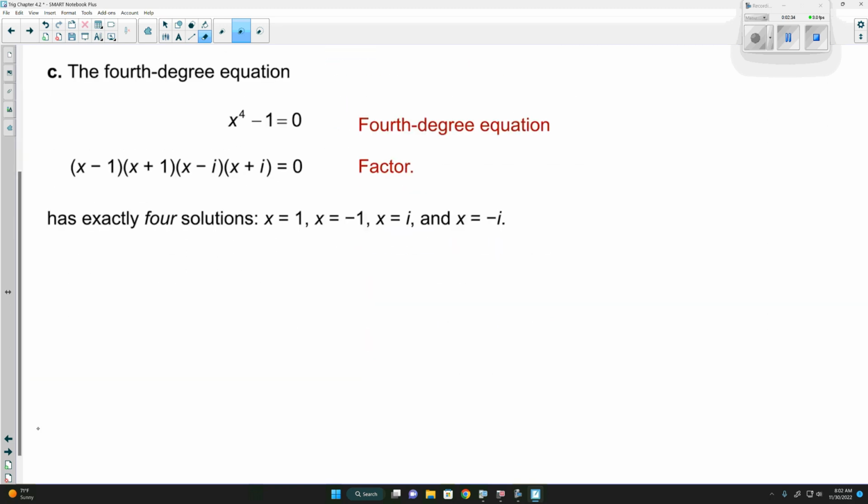And the last one here is a degree 4. And it has to have 4 solutions because it is a 4th degree. And it works out that the solutions are 1, negative 1, i, and negative i. So the degree is equal to the number of solutions.